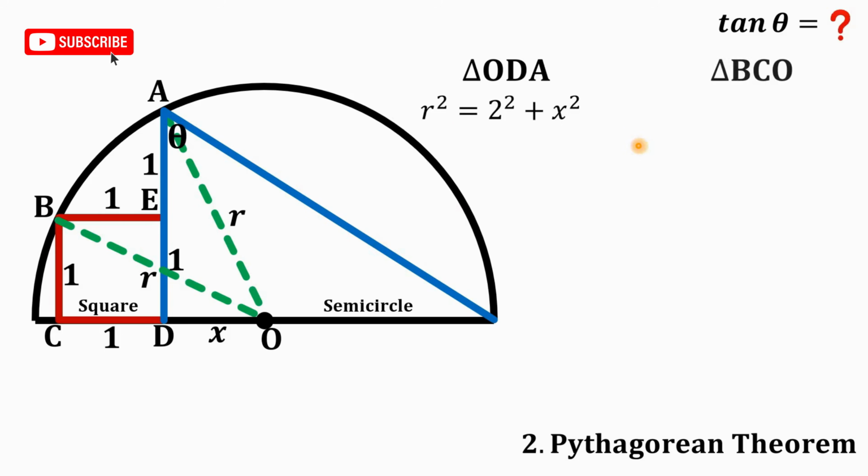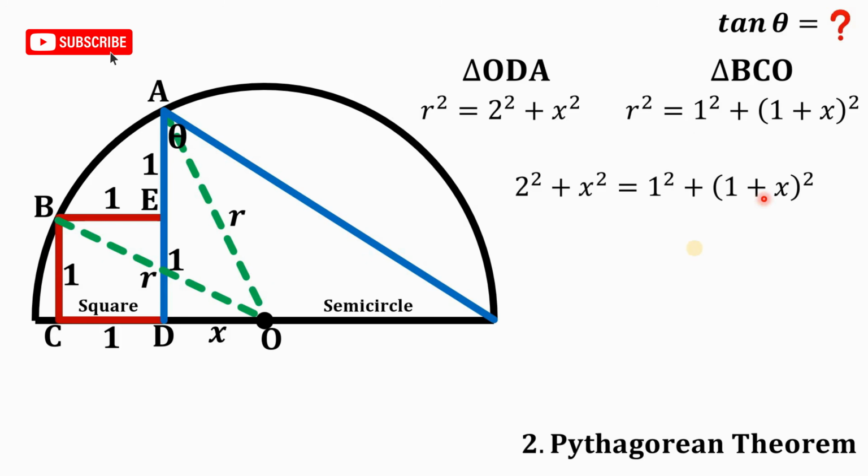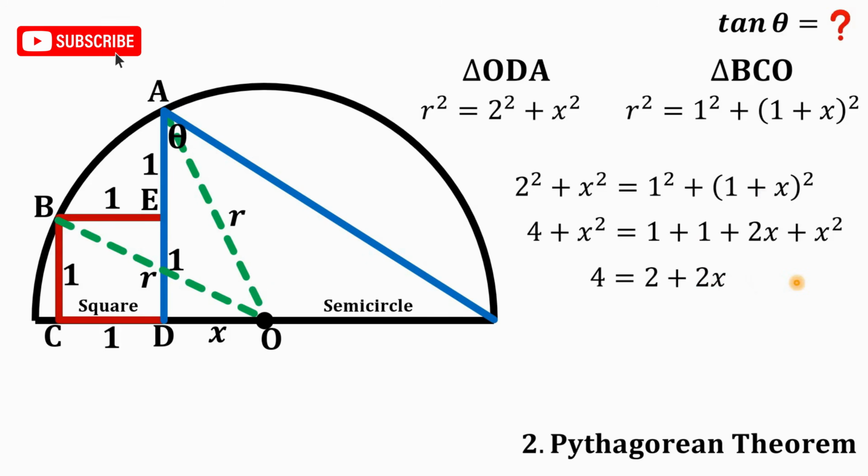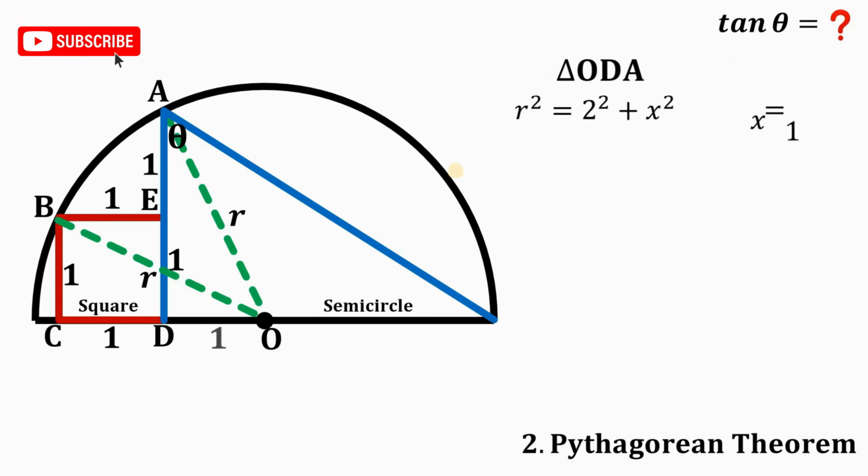Now, how about on triangle BCO? Using Pythagorean theorem again, we have r squared equals 1 squared plus (1 plus x) raised to the power of 2. Since they are both equal to r squared, the two expressions are also the same. Now solve for the value of x, simplify, combine like terms, and sure enough, we get that x equals 1. So the length of this DO, or this x, simply equals 1.